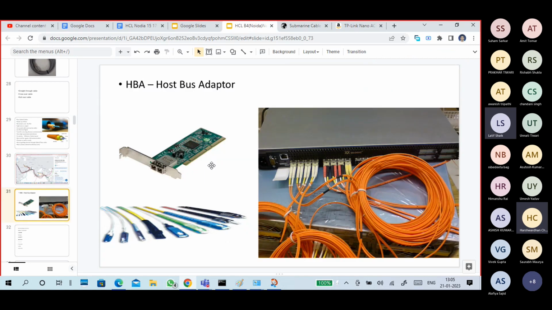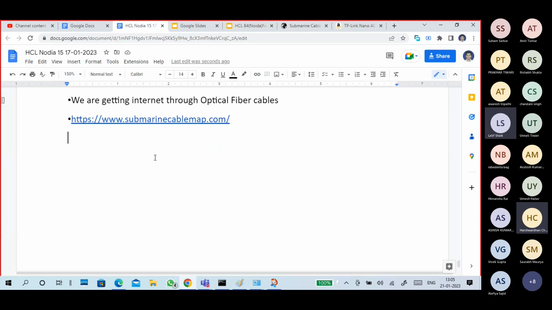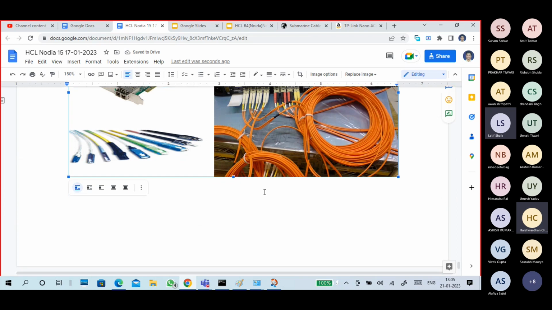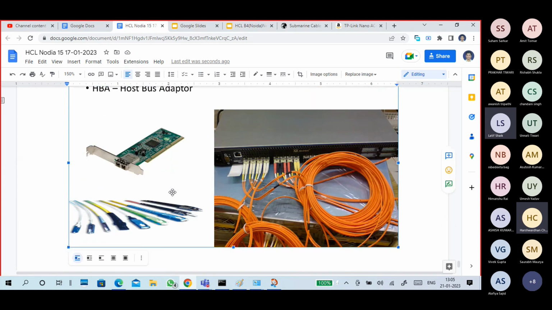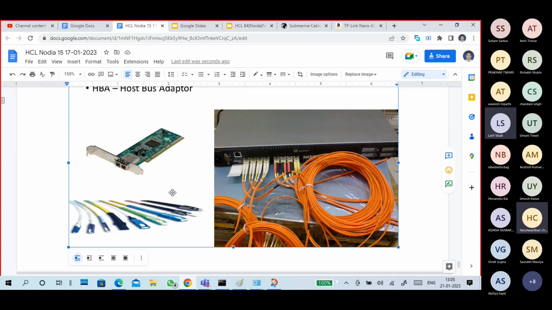And I said fiber optic cables are costlier as well as cheaper, and we don't use them for our regular LAN communication. I will tell you why, guys. Fiber optic cables are used on the server side, storage related. But if you are using it for regular LAN communication, instead of twisted pair cables, I'm using fiber optic cables.